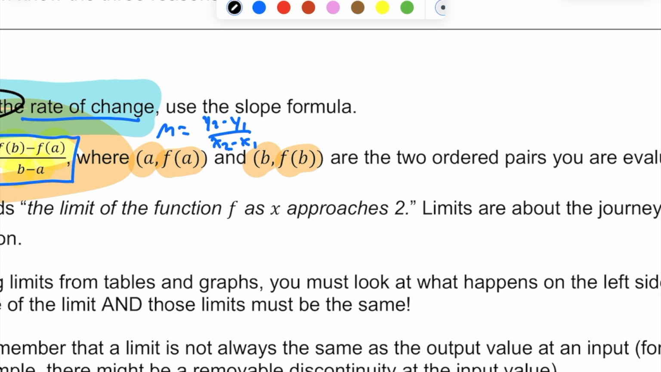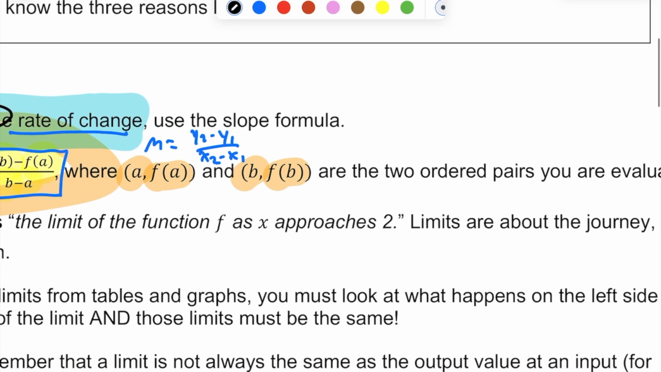You might be given some type of word problem, and maybe you're told that this function s of t represents the position of a car for t time, and maybe they'll tell you that t is between 0 and 6 hours, and it asks you to give an estimate of the velocity, right? Velocity is the rate of change of the car, and maybe s of t is in miles, so maybe miles per hour. Well, that's just wanting the slope formula.